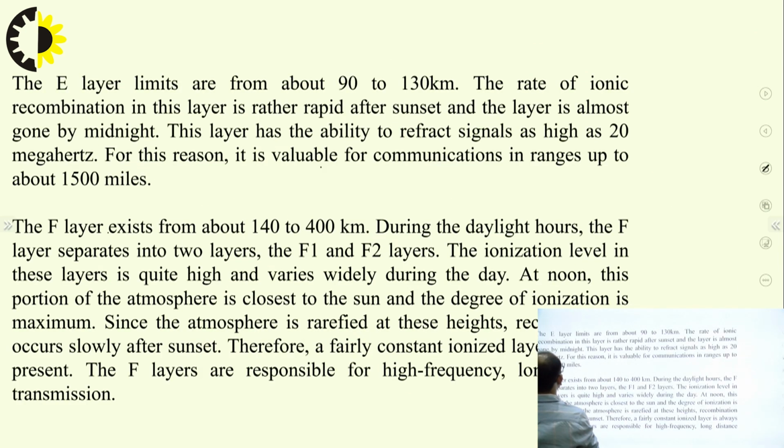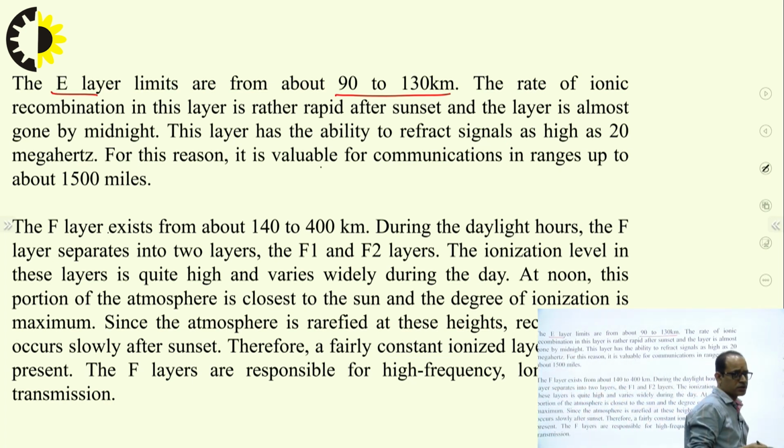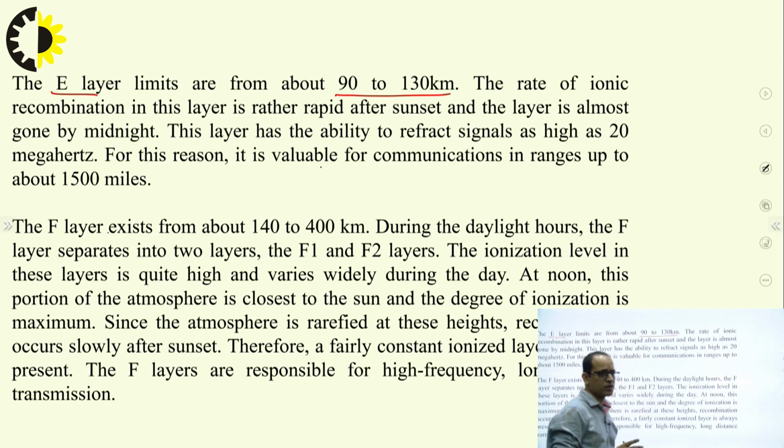So next one is the E layer. This E layer ranges from what? 90 to 130 kilometers, and this layer also exists in both regions, during the sunlight and after the sunlight. But after the sunlight it disappears slowly, meaning there will be a recombination after sunset, but there will be lesser recombination as compared to the D layer.